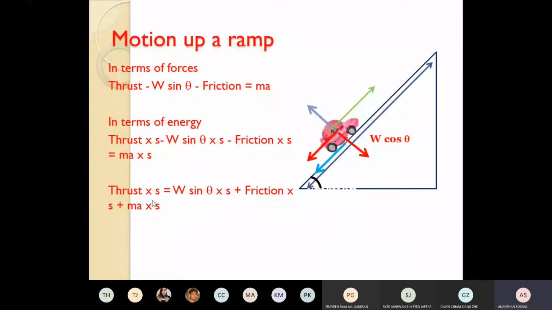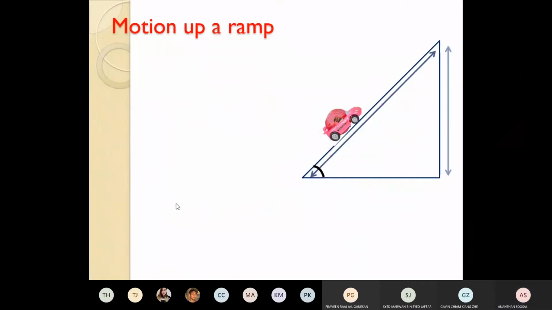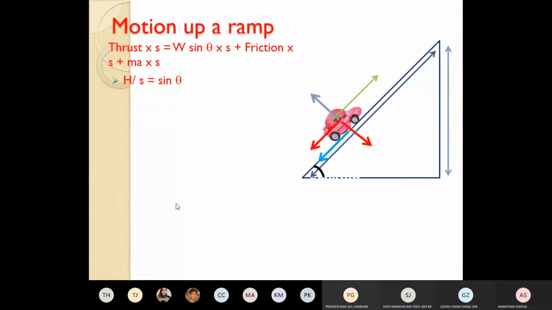So whatever work done by the thrust is equal to gain in potential, W sin theta times s, gain in kinetic, mas, and heat, friction times s. It is like a universal law, you have to remember. So go up again.